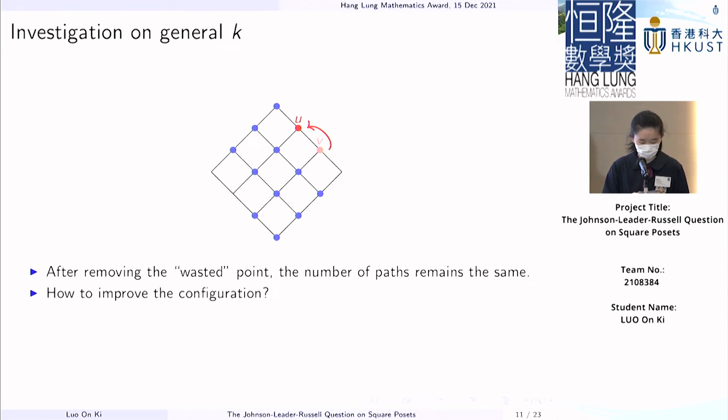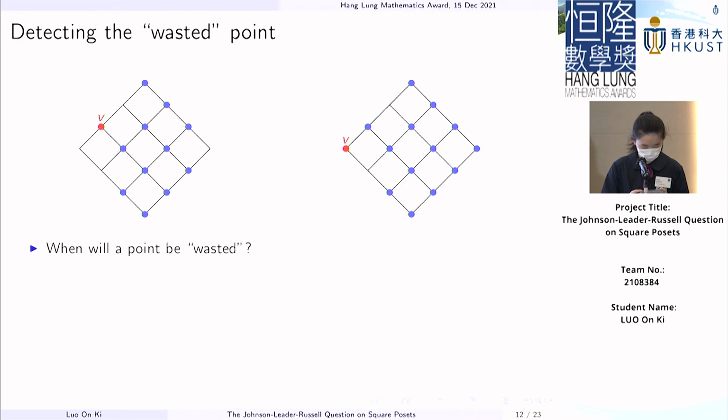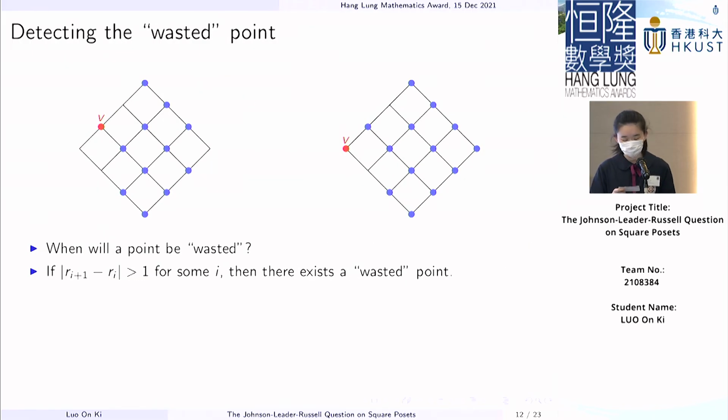Here we divide the question into two parts, namely how to detect the wasted point and how to move it. First, when will a point be wasted? We see that the red point V on both of the figures is wasted. On the left, it's wasted because it's not connected to any of the points on the next level, and on the right, it's not connected to the previous level. Therefore, if the difference of points between two levels is greater than 1, then there exists a wasted point.